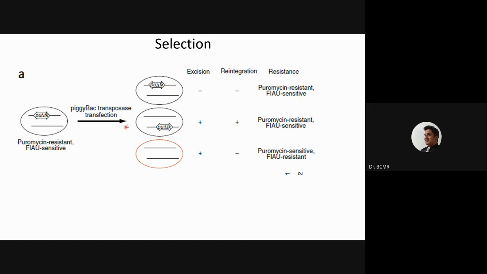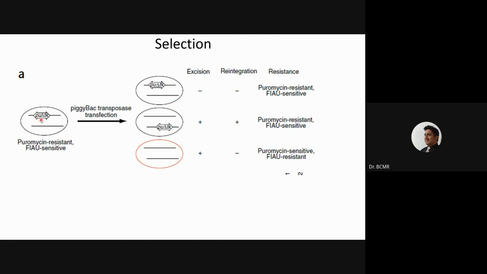There is another scenario where the piggyBac transposon that was present on the top DNA might have been excised from here, but reintegrated somewhere else. So excision has happened and reintegration somewhere else also happened, because that's what transposase does. So they will be puromycin resistant and FIAU sensitive, same as these two cases. We don't want these cells. We want to get rid of the transposon.